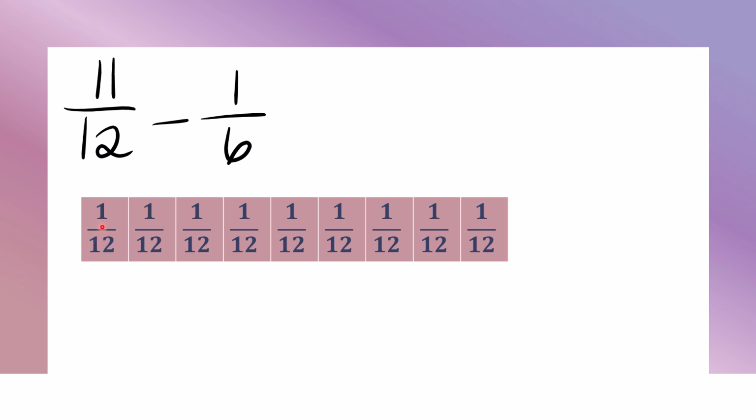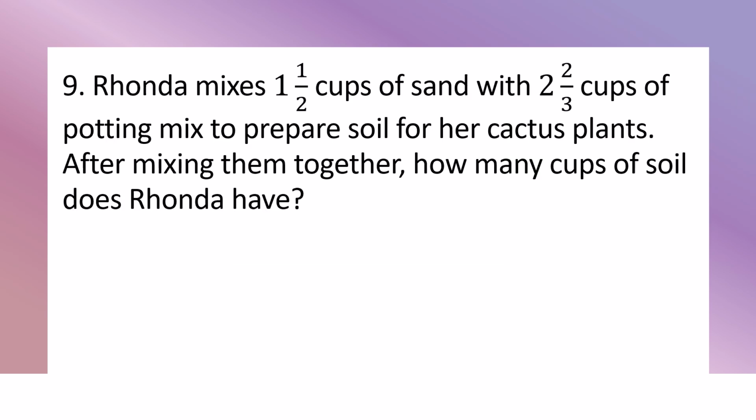And let's see what remains. 1, 2, 3, 4, 5, 6, 7, 8, 9. So 9/12, which is the same as the 54 over 72. So if you simplified that, you would get to the same answer. Pretty cool. Right here we have another word problem.